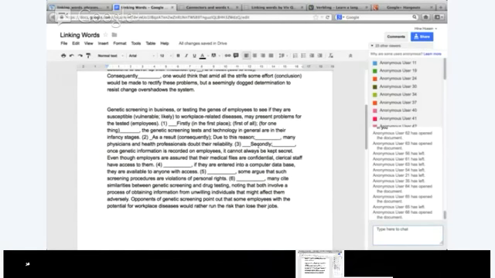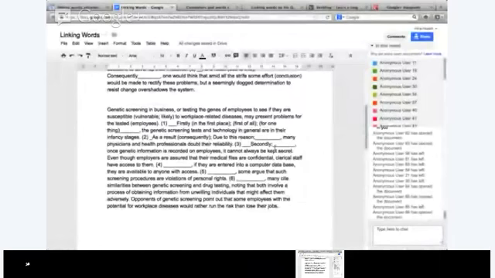All right, so are you guys following the paragraph? We're talking about genetic screening. We're talking about the first problem with genetic screening, and now we just mentioned the second problem with genetic screening. So we're going in order, first, second, all right? If there was another new problem that was presented, what would we say?